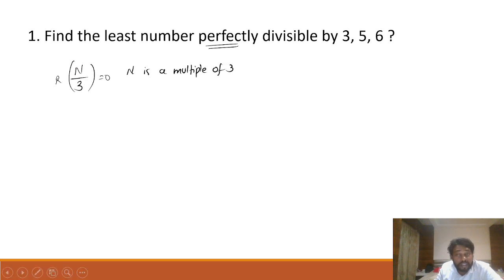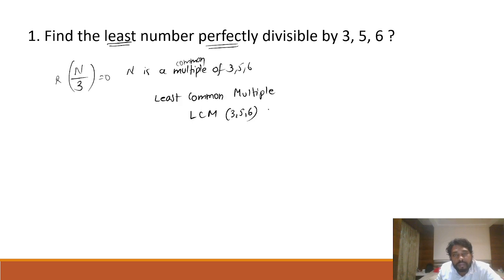From this, can I say that n is a multiple of 3, 5 and 6 and is a common multiple of 3, 5 and 6? There will be many common multiples, but he is asking you to calculate the least number. So it is nothing but what? Least common multiple. Least common multiple means it is nothing but LCM of 3, 5, 6. What is LCM of 3, 5, 6, guys? It is 30. Correct? Fine.